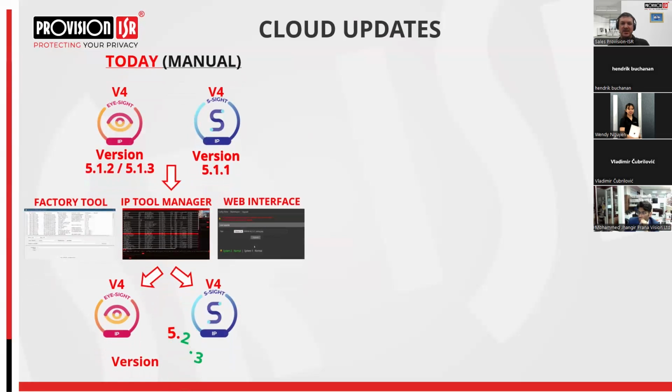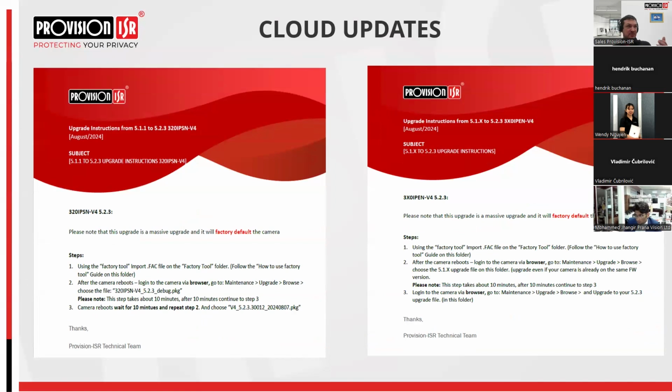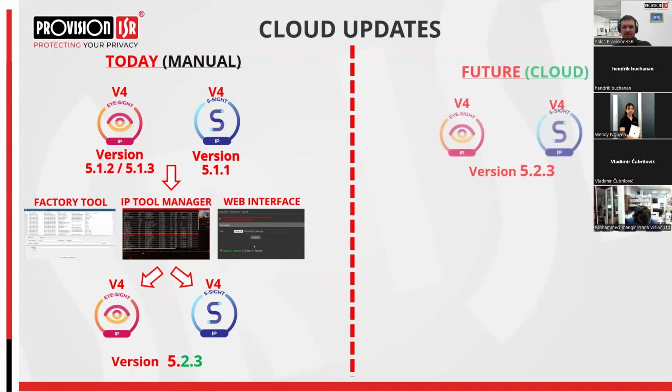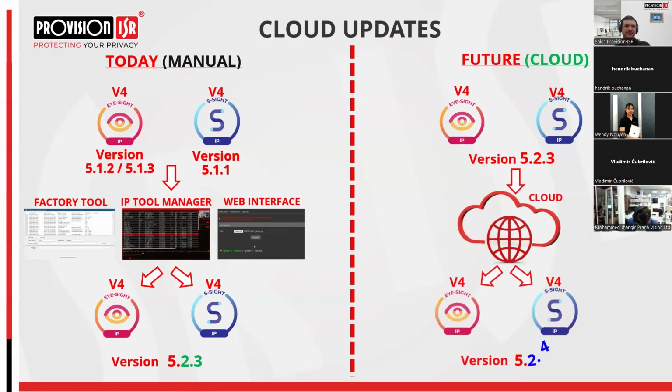So from today, any camera that is compatible with version 5.2.3 must be updated manually. It is recommended for you to follow the upgrade instructions provided in the 5.2.3 firmware folder. So these are the instructions, apologies. Once 5.2.3 is installed, any future updates for compatible models, such as the R-Sight and S-Sight V4 cameras, will be handled via the cloud. Okay.